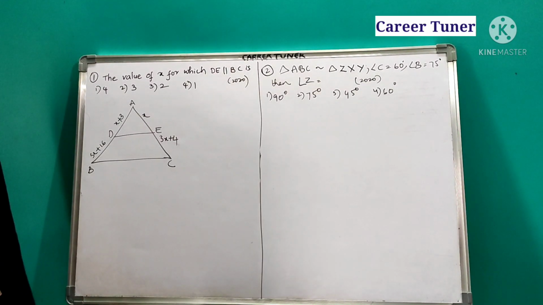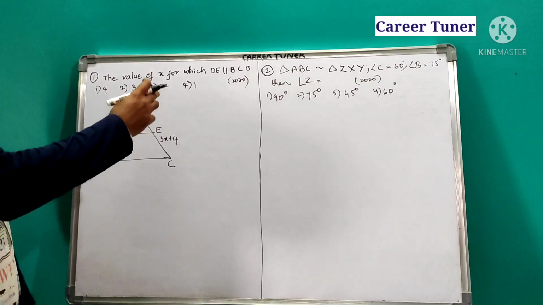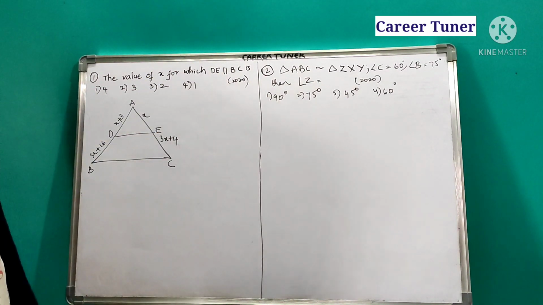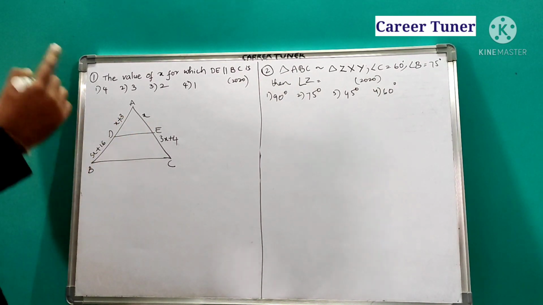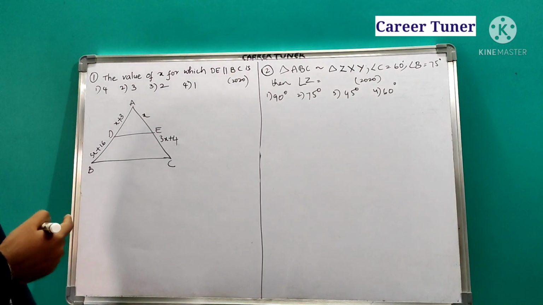So today we are going to solve problems on similar triangles. Okay, here is the first problem. The value of x for which DE is parallel to BC is. So DE is parallel to BC, it seems. So we can remember the BPT theorem, the basic proportionality theorem.